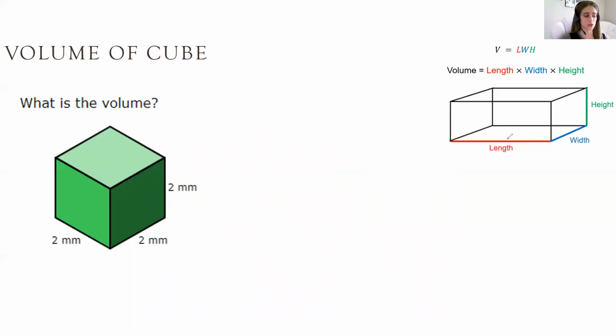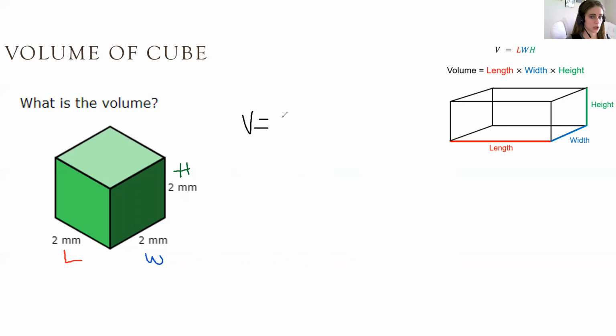If we are dealing with a cube, the first thing we want to do is identify our different side lengths. Because it's a cube, it is honestly all the same because all of our sides are equal. That is what makes this a cube. But I went ahead and labeled my length, width, and height anyways. Now that we've done that, we can take our formula and substitute, replacing the length, width, and height with our values.